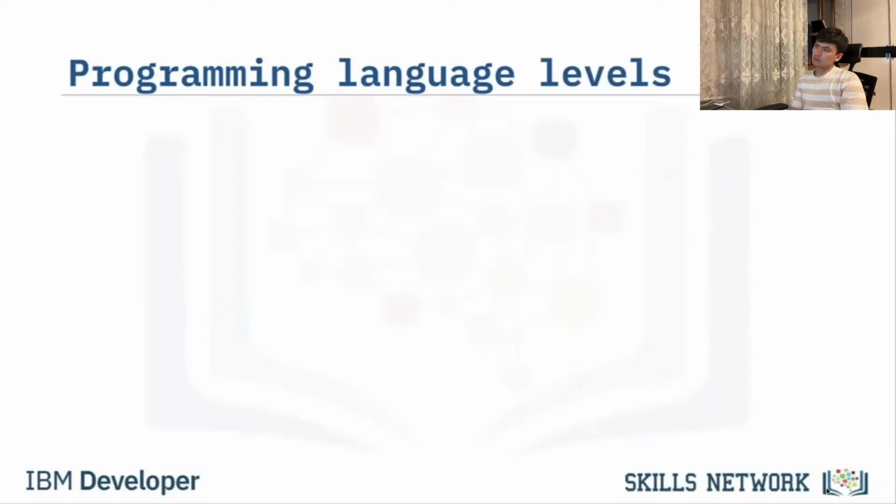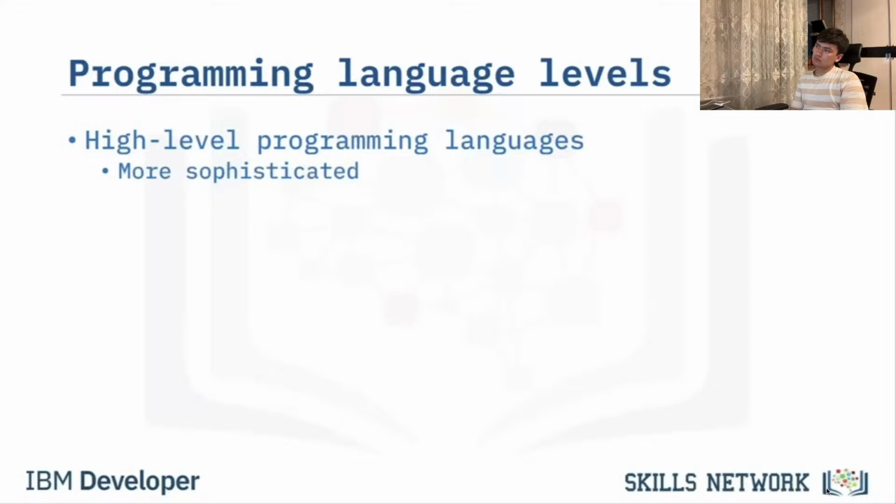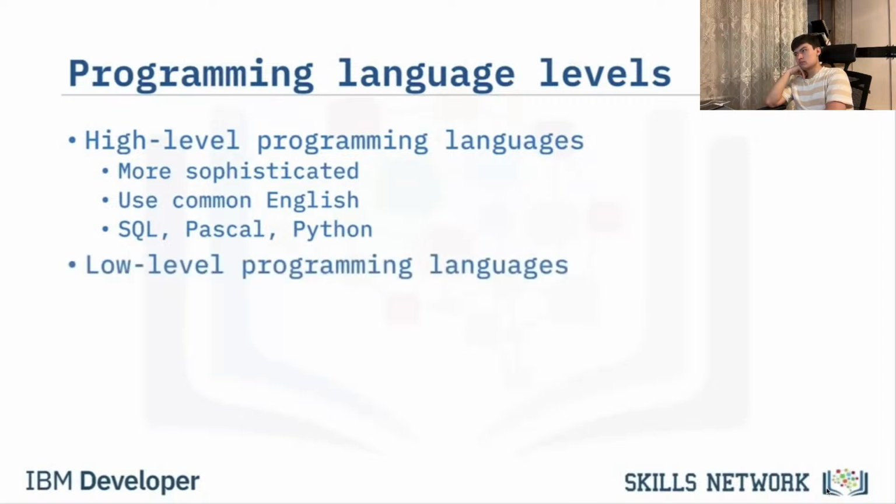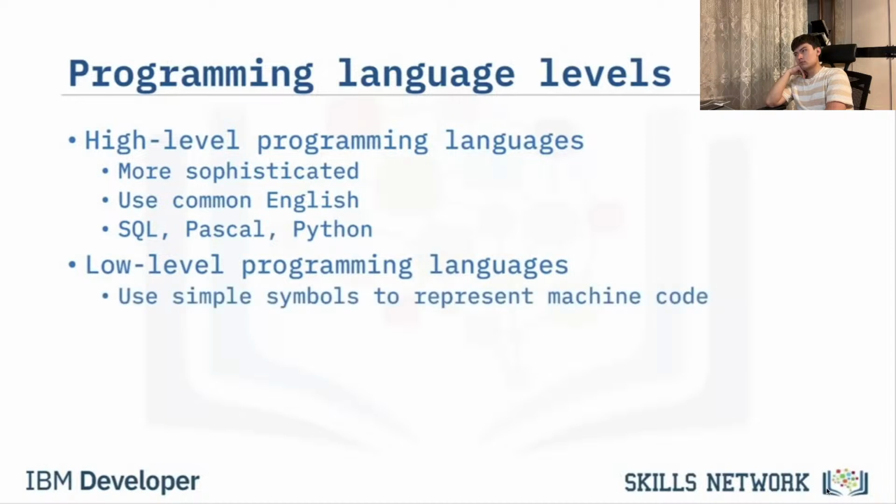But first, we need to categorize programming languages into two levels, high-level and low-level. A high-level programming language is more sophisticated and uses the common English language to make its code more understandable and to increase the speed of coding and debugging programs. Examples of high-level programming languages include query languages, such as Structured Query Language or SQL, structured programming languages, such as Pascal, and object-oriented. In contrast, a low-level programming language uses a set of symbols to represent machine code. Examples of low-level programming languages include assembly languages, such as ARM, MIPS, and x86.